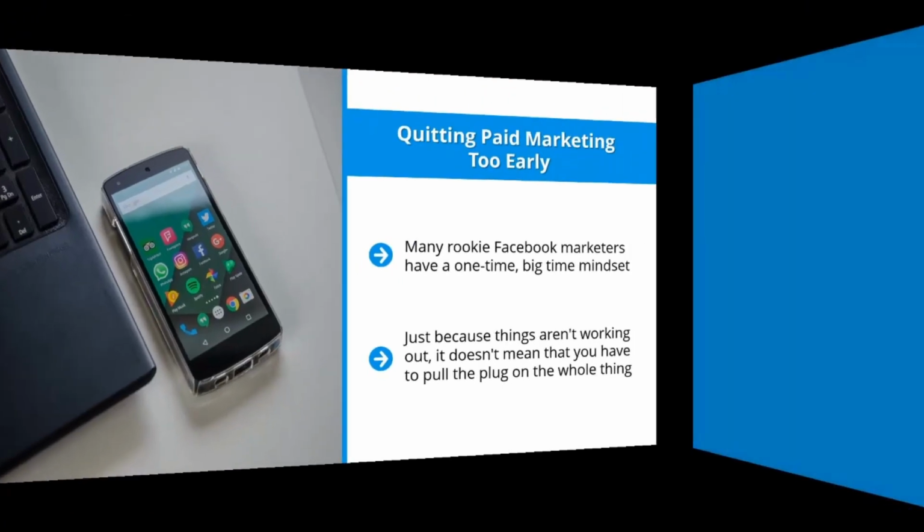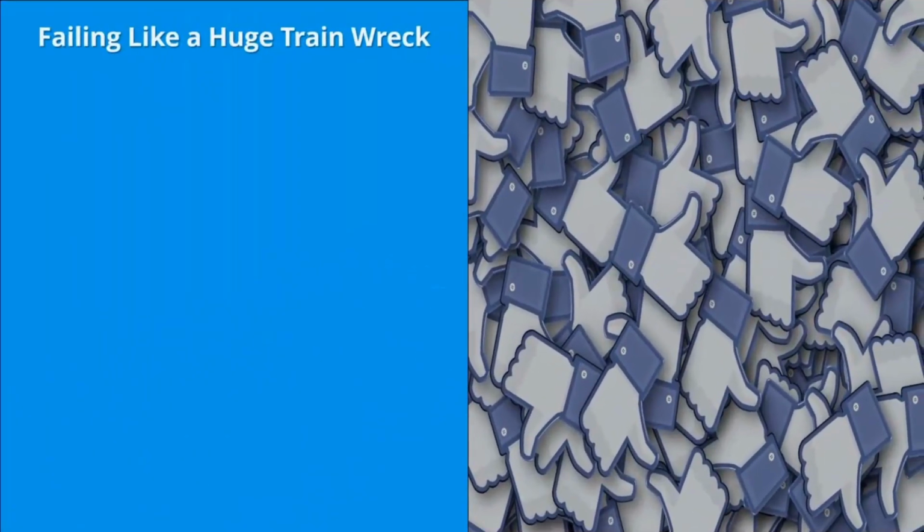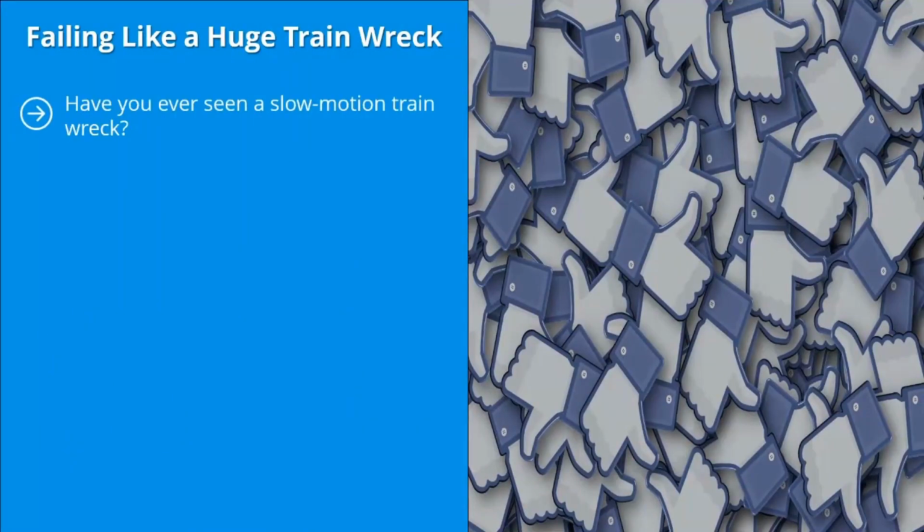You can make modifications of your existing campaigns. Failing like a huge train wreck. Have you ever seen a slow-motion train wreck? It's quite sad because it's all too predictable, but you can't turn your head and look the other way. You want to know what's coming next. You know, at the back of your head, what exactly is going to happen, but it's so slow, so massive, that you just can't help but look.